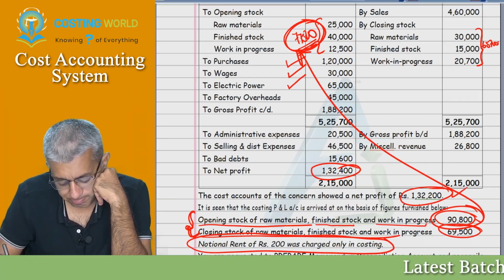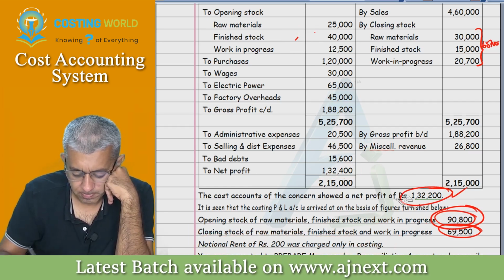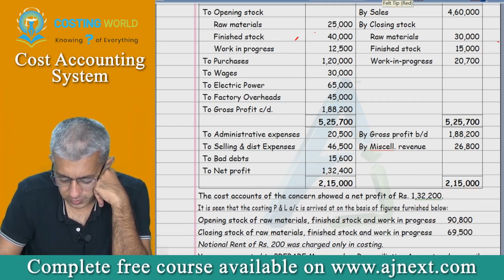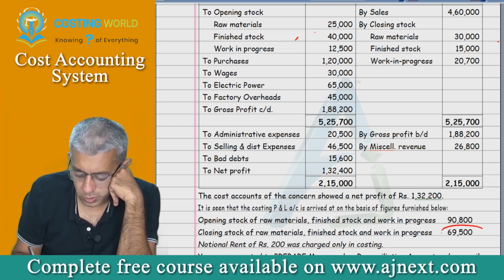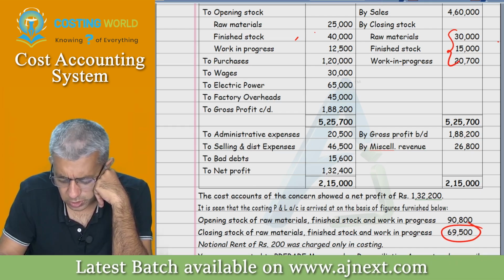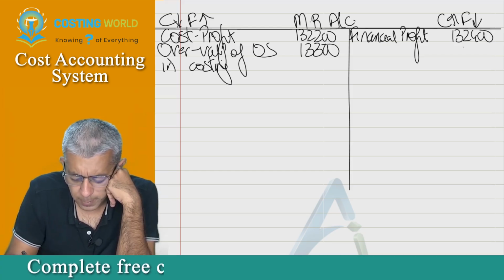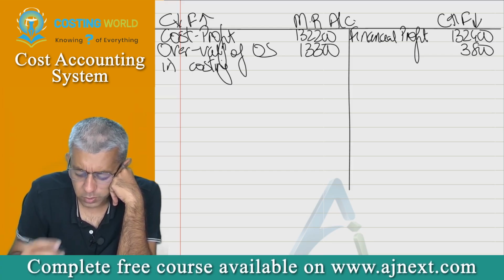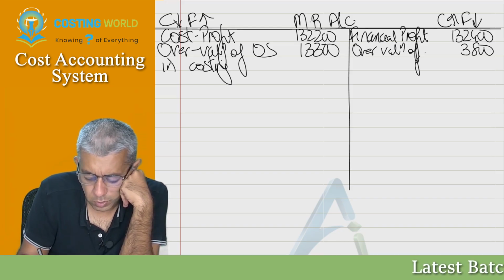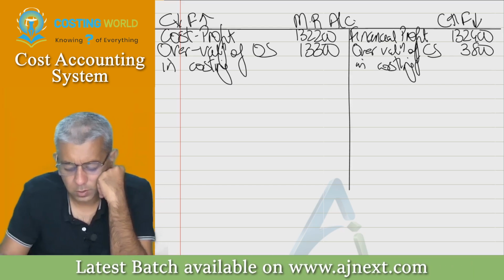Further. Now, closing stock 69,500 and 65,700. Closing stock is higher in costing, so costing's profit will be higher. What's the difference? 3,800. Costing's closing stock is higher, so there is overvaluation of closing stocks in costing.